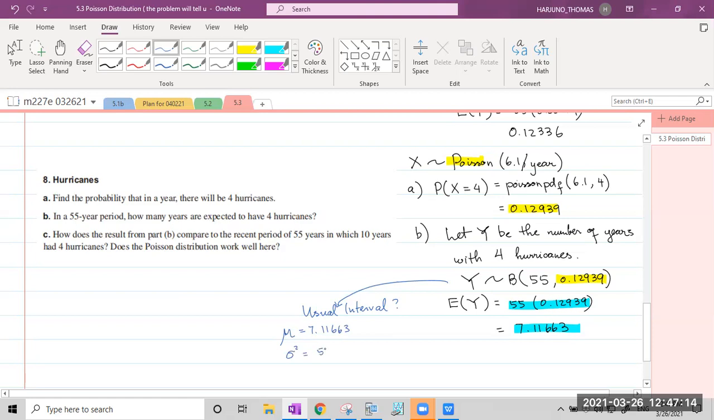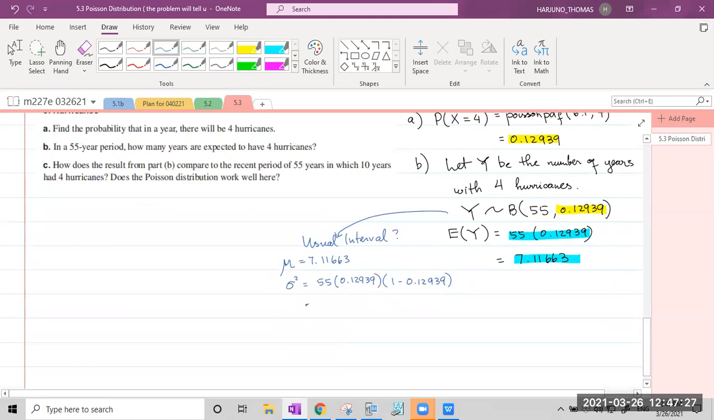That's n times p times q, which is 1 minus p. That's the variance. And later on, we will need to get the standard deviation. Now, let's compute this first. 55 times 0.12939 times 0.87061, I get 6.19565. So the standard deviation will be the square root of that number.